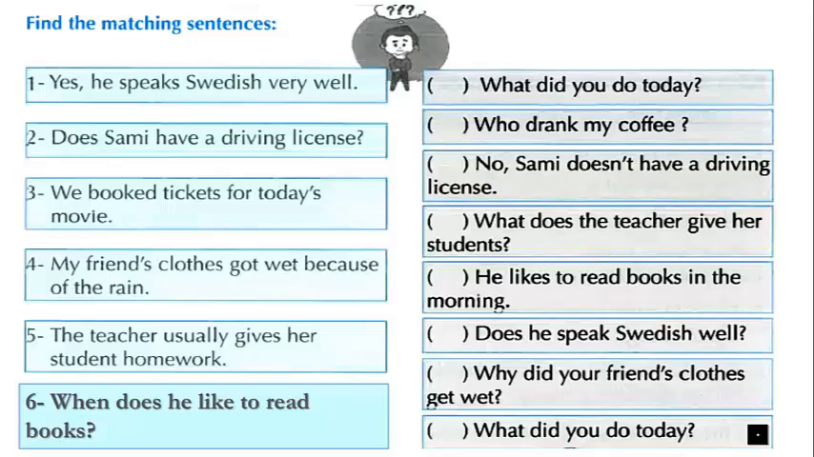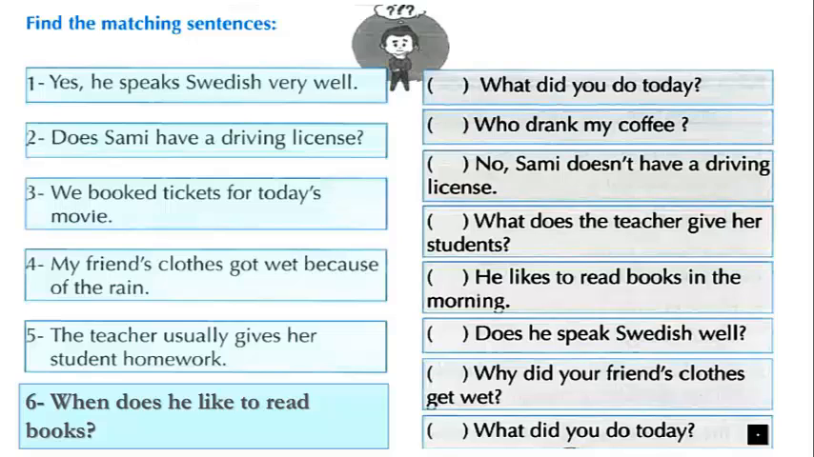Number 4: my friend's clothes got wet because of the rain. Number 5: the teacher usually gives her students homework. Number 6: when does he like to read books? And on the right: what did you do today? Who drank my coffee? No, Sammy doesn't have a driving license.